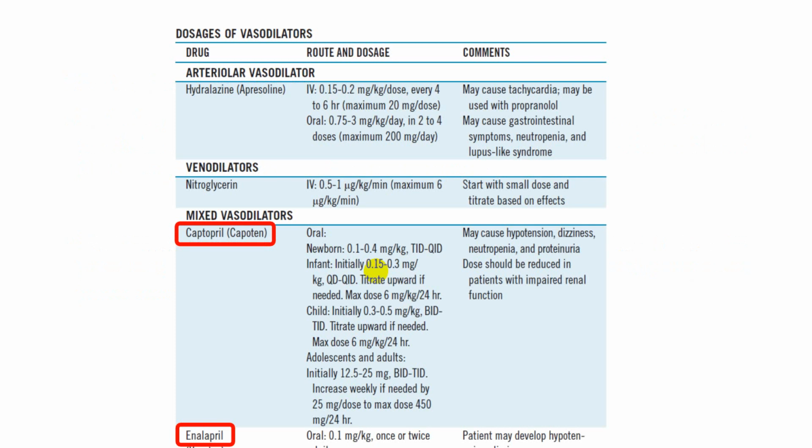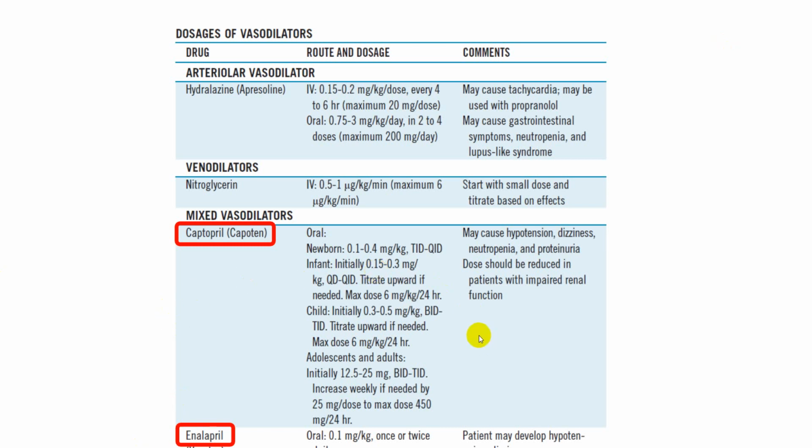Examples of vasodilators include the arteriolar vasodilator like hydralazine, the venodilator like nitroglycerin, and the mixed vasodilator, which is the most important, the ACE inhibitor, including captopril and enalapril. This is very important and a cornerstone treatment in heart failure to decrease, of course, the afterload and the preload and improve morbidity and mortality.